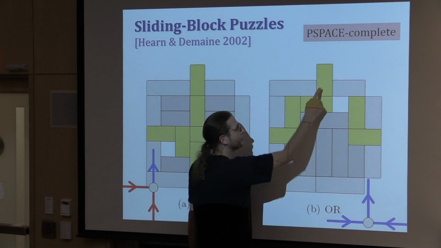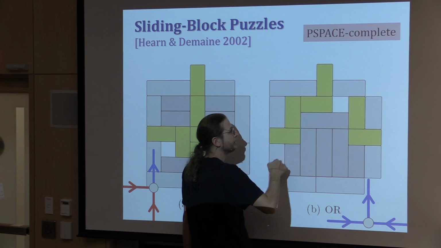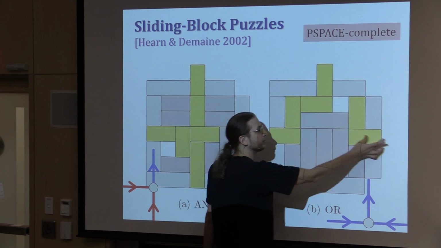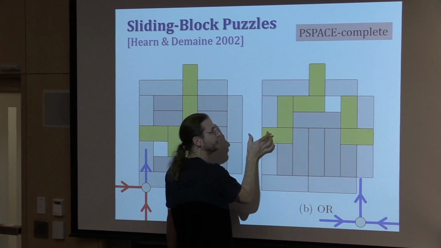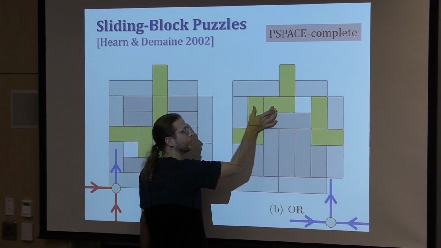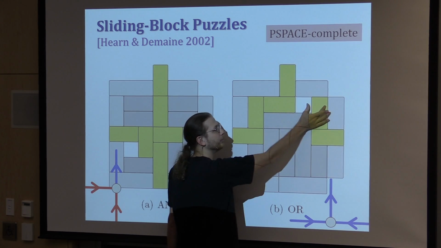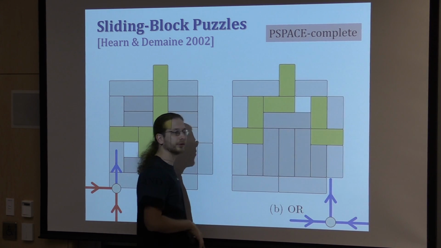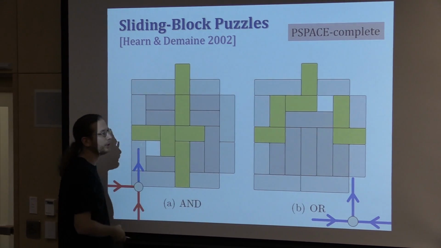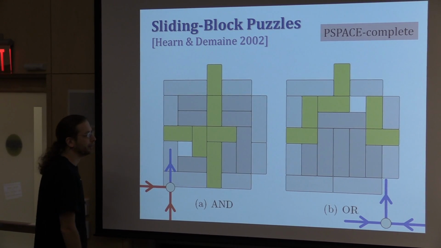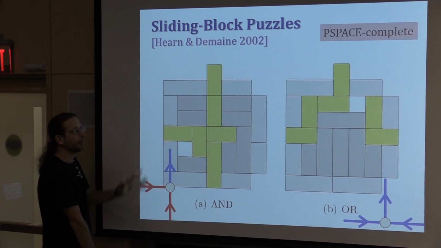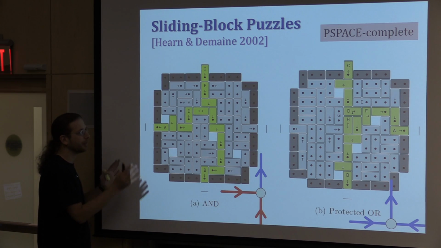And the OR gadget: this guy will be able to move in if and only if at least one of these guys moves out. Because if, say, this one moves out, this can move down, this guy can move over, and then this can move down. And if the other one happened, this guy can move over too, and then this can move down. At this point, we don't need a protected OR. Now, you have to think a little bit about how these gadgets fit together, but I guess that's the next slide.